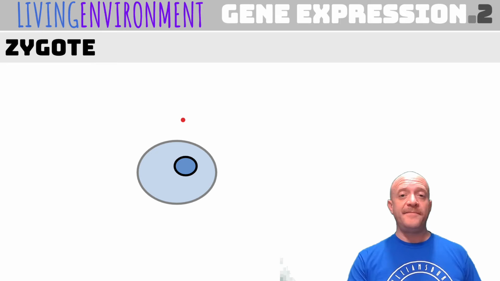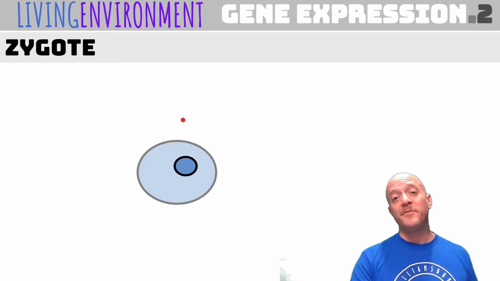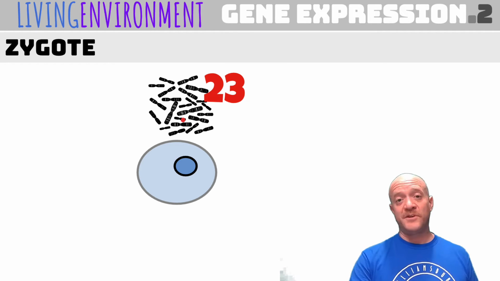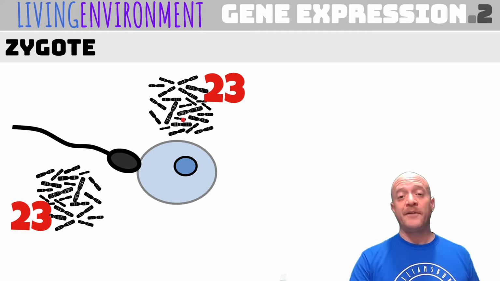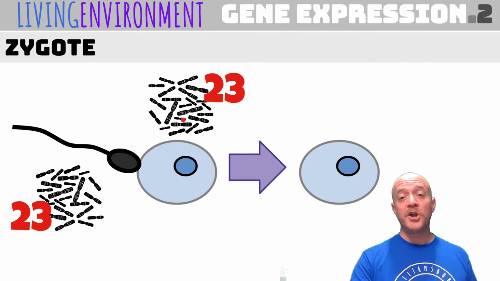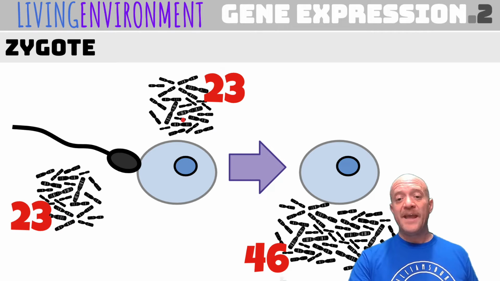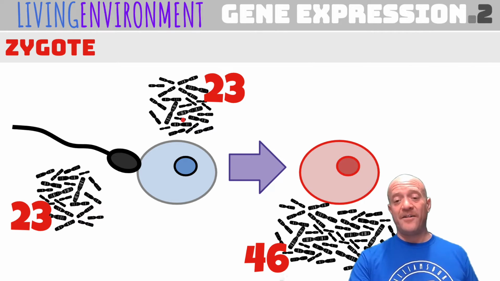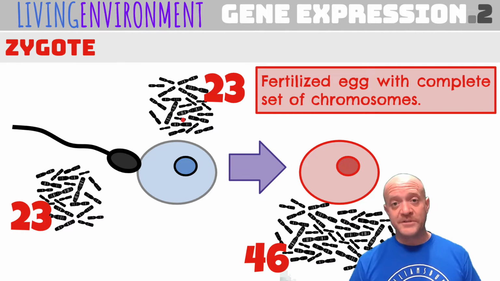So recall that humans start out from the merging of a sperm and an egg. In the egg that you get from your mother, you get 23 chromosomes, and the sperm from your father, you also get 23 chromosomes. So when these two merge, you get a full set of chromosomes, which is 46. And this individual cell that is formed when a sperm and an egg meet, that is called a zygote. A zygote is simply a fertilized egg with the complete set of chromosomes.